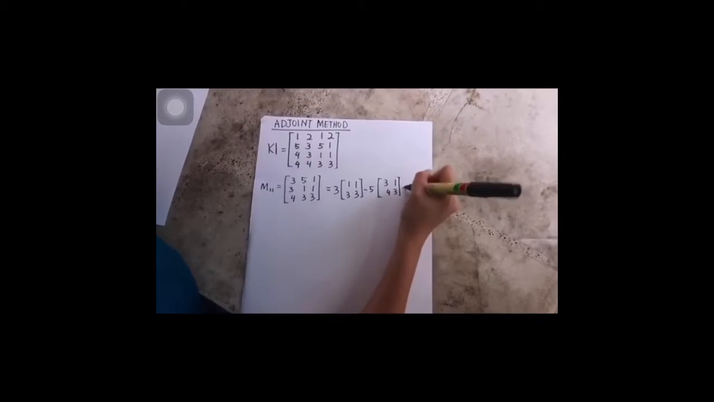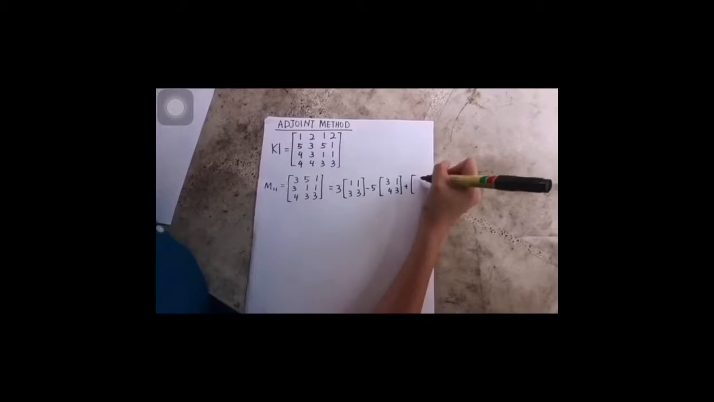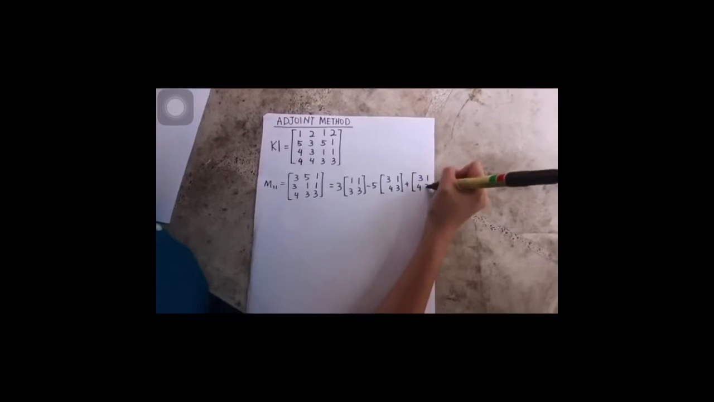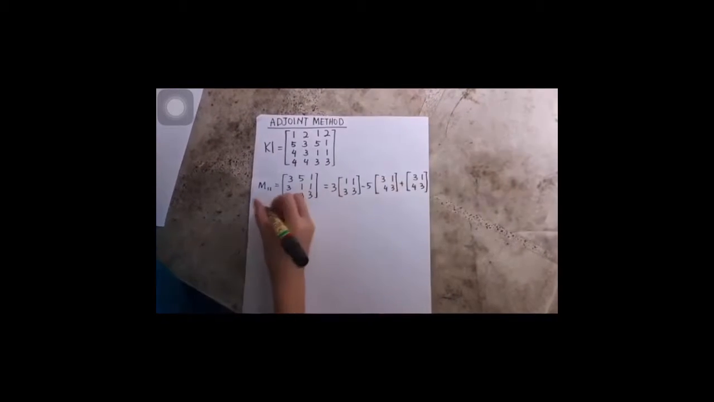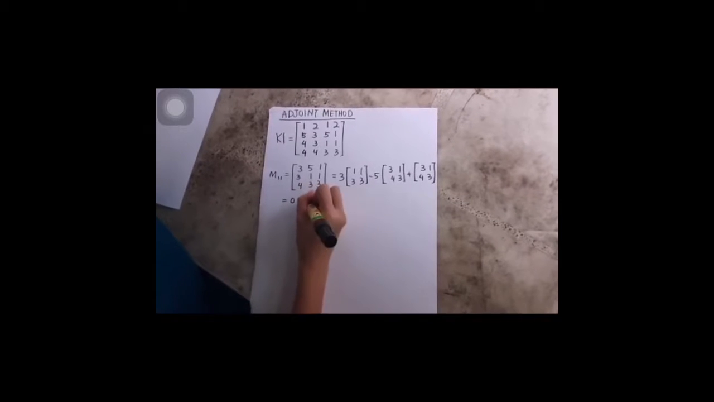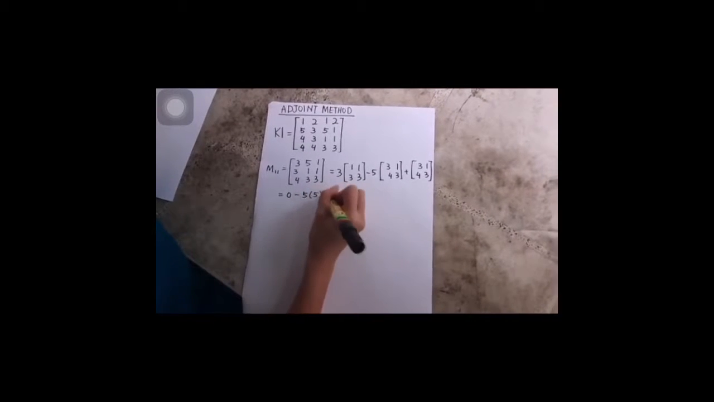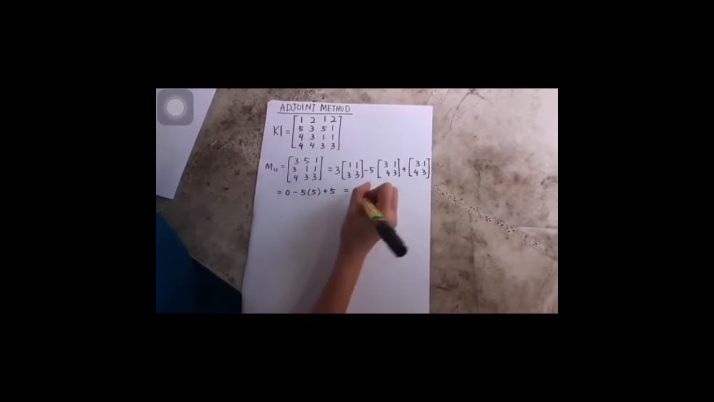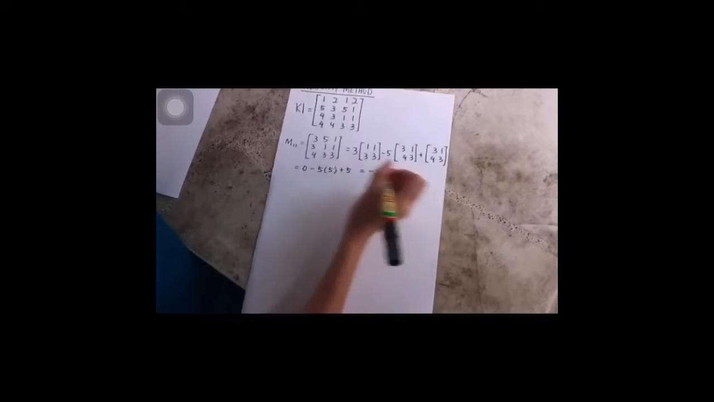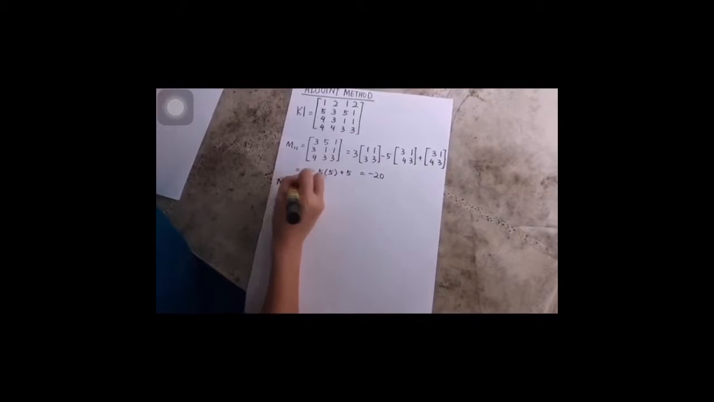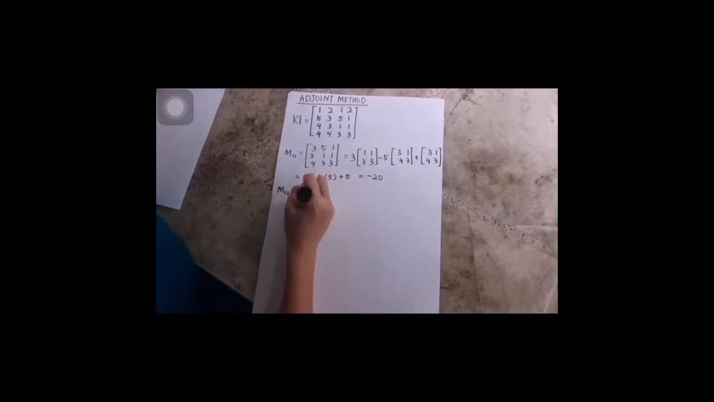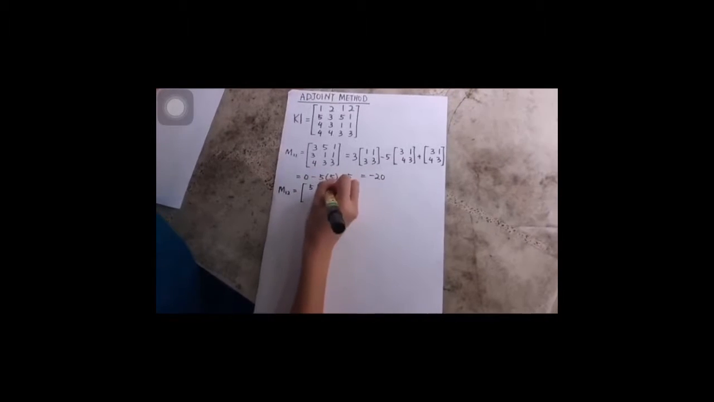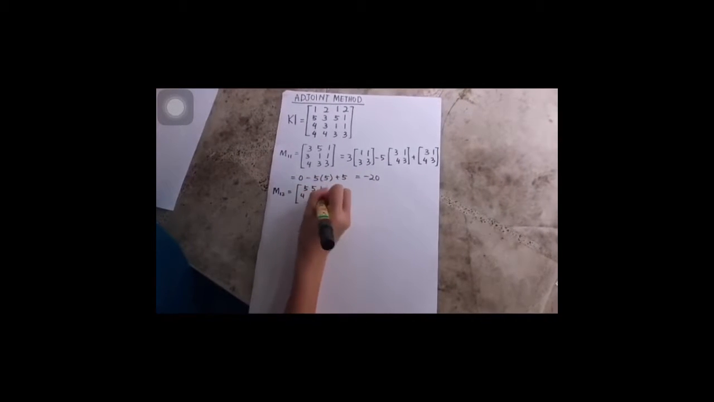With the new 3 by 3 matrix, she used the new A11 as the coefficient and multiplied it with the remaining 2 by 2 matrix using the AD minus BC method. She then added it with the coefficient A12 and its corresponding 2 by 2 matrix and subtracted the coefficient A13 after multiplying it with its 2 by 2 matrix. So for M11, she had gotten negative 20.